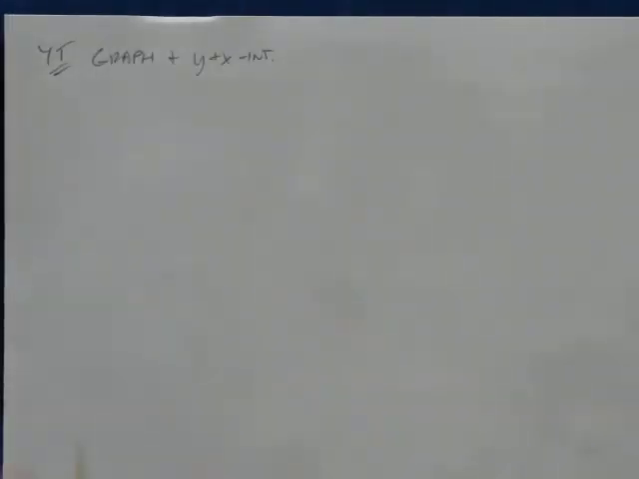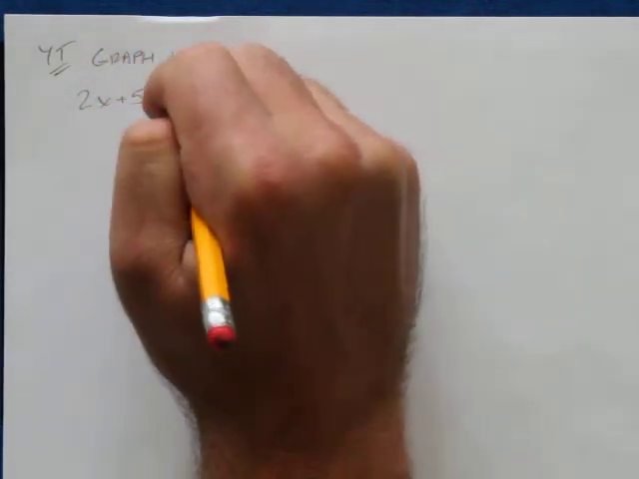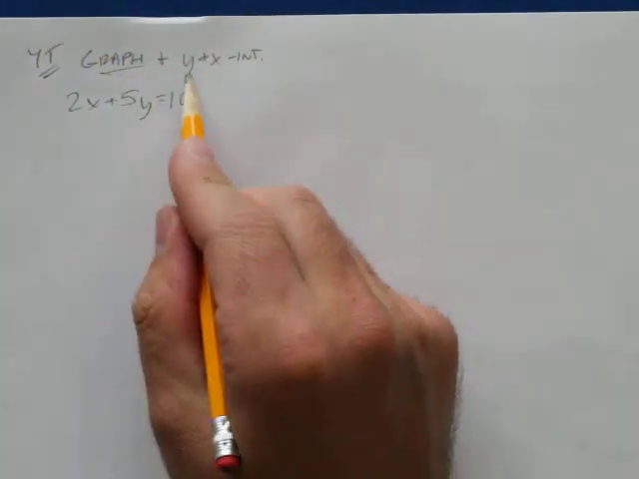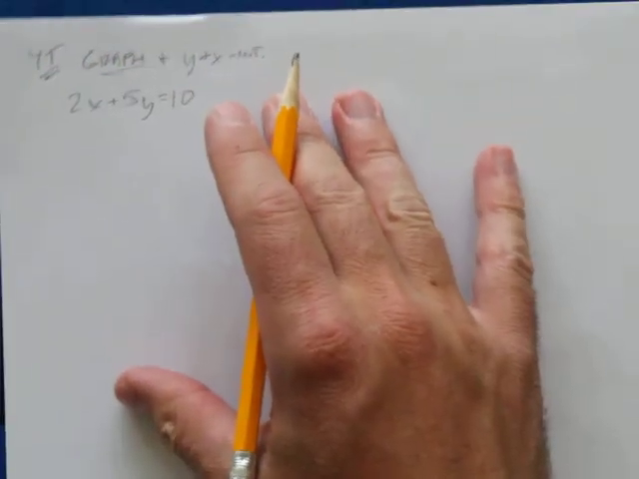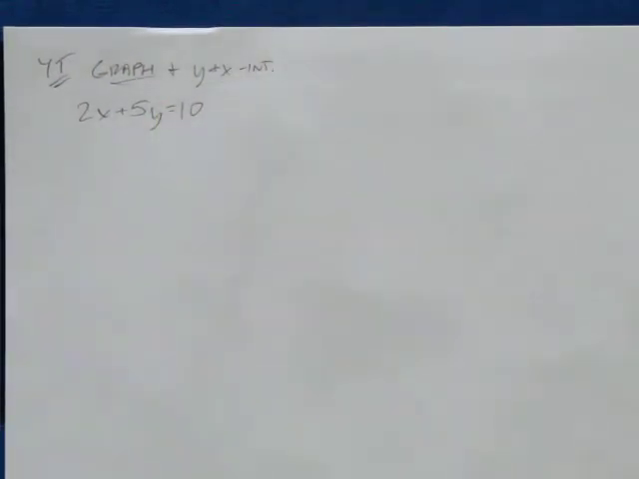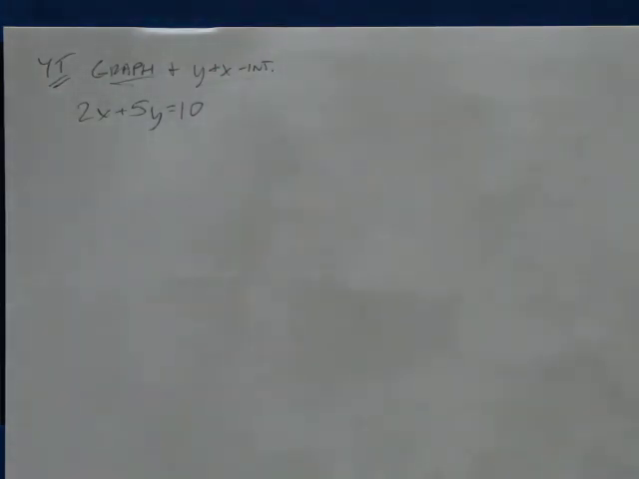All right, so you do this one. 2x plus 5y equals 10. So graph it, give me my x and my y intercepts, and then we'll come back and do this together. Go ahead and pause now.